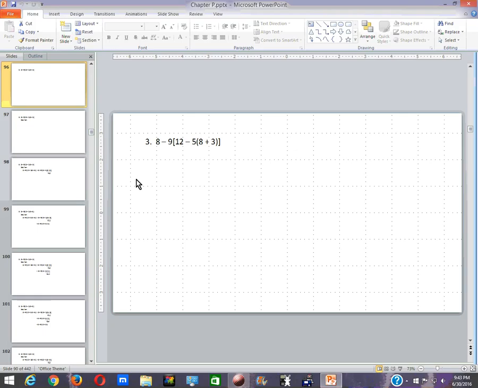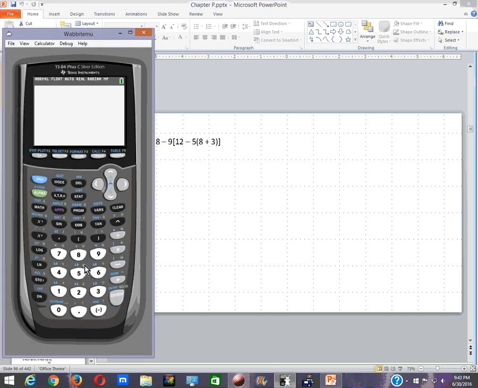For number 3, I've got this 8 minus 9 times 12 minus 5 times 8 plus 3. Let me do this on the calculator first so you can see what's going on. So 8 minus 9, open parenthesis, 12 minus 5, open parenthesis, 8 plus 3, close parenthesis, close parenthesis. Calculator says 395.